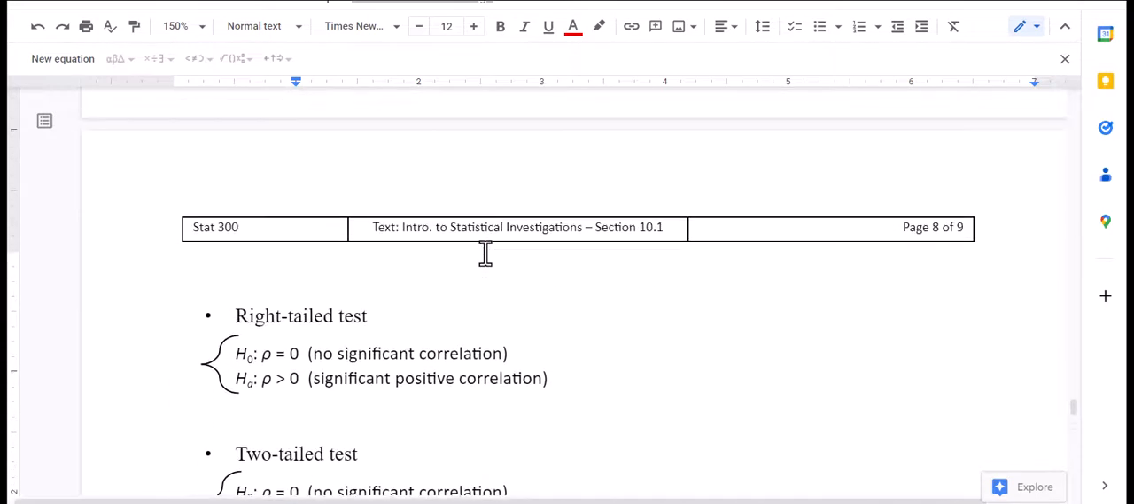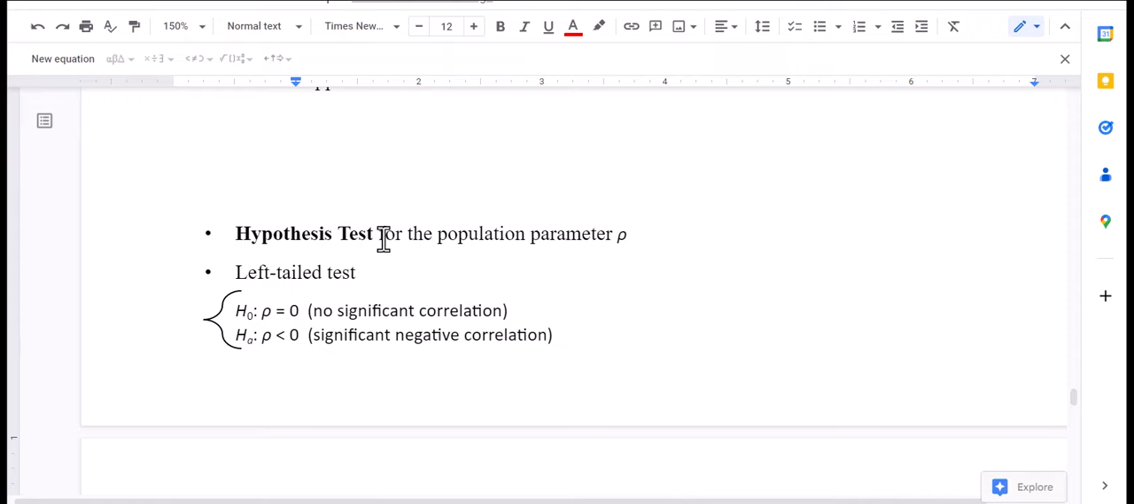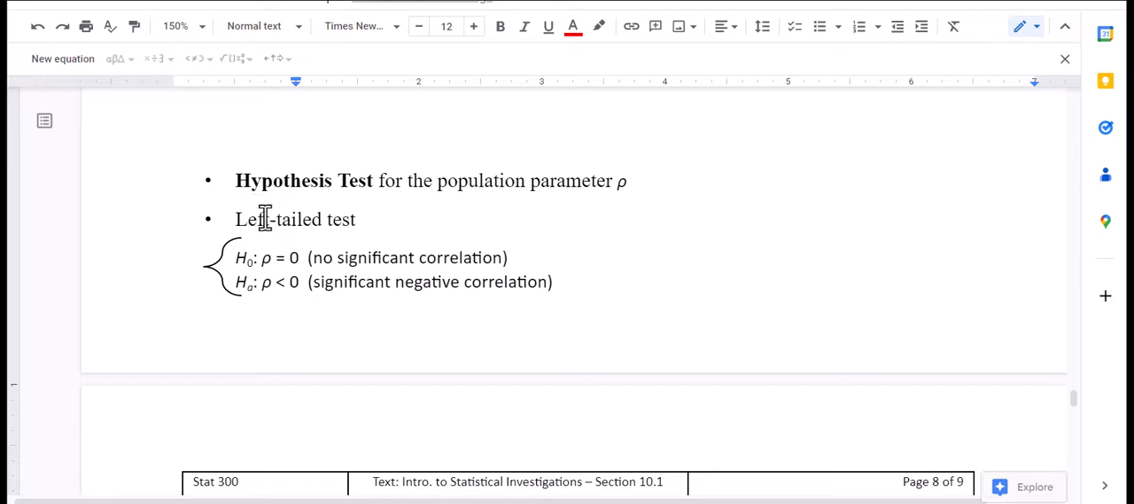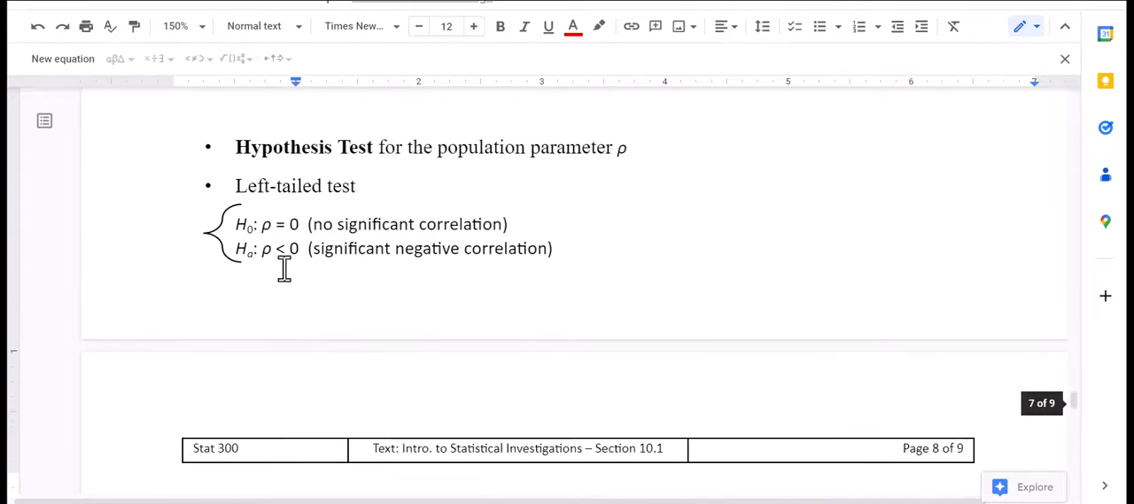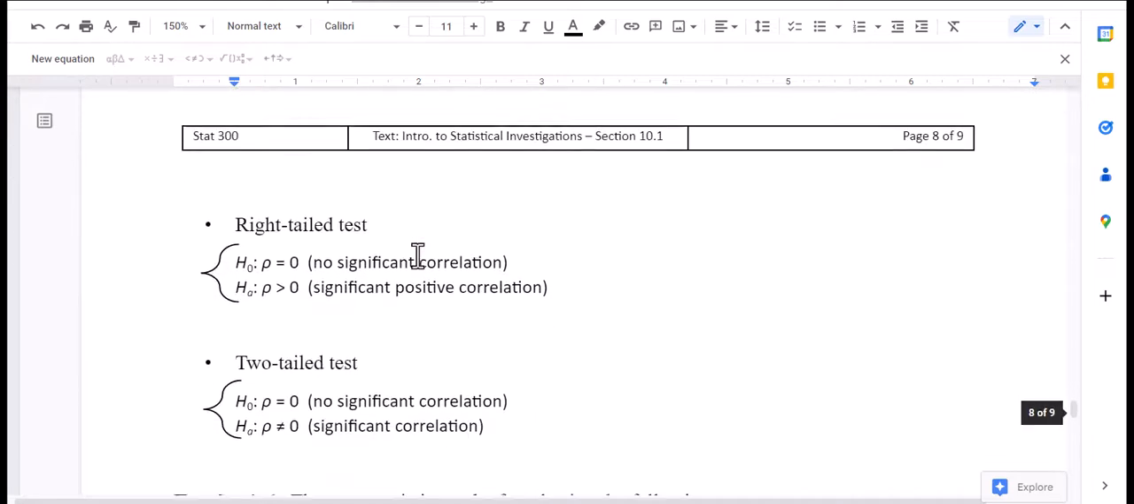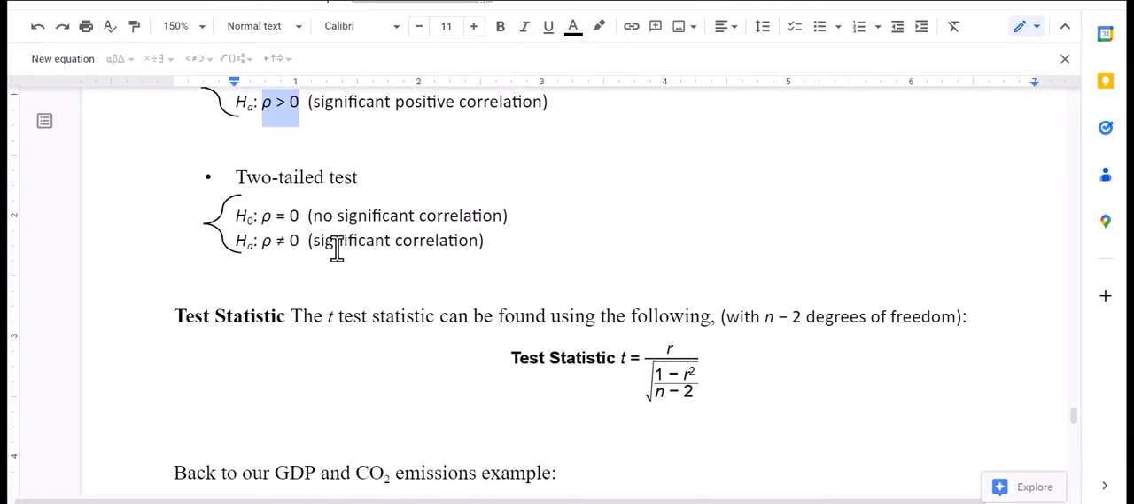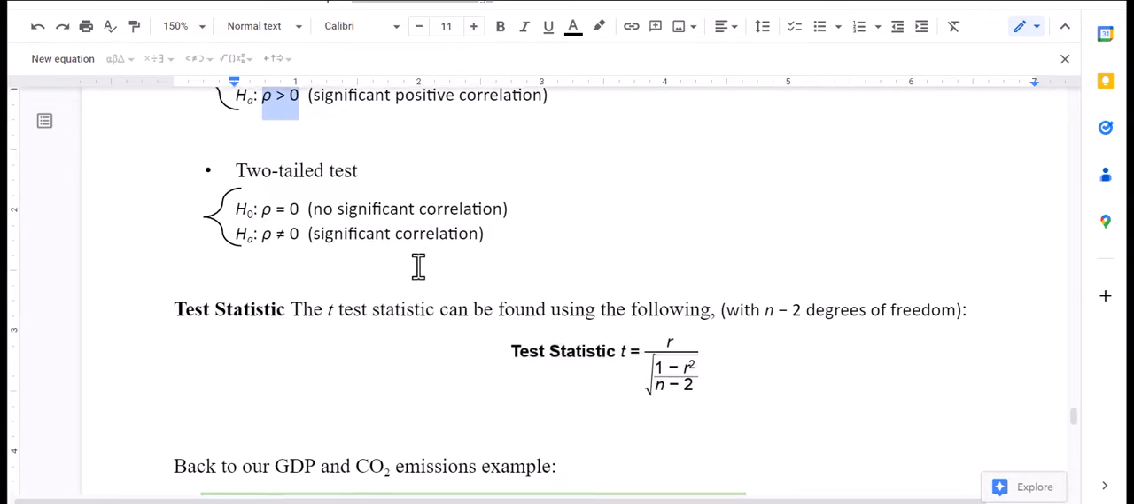The other thing we can do to test the significance is do a hypothesis test for the population parameter rho, right? Rho is the population correlation coefficient. For a hypothesis test, you will have the 3 different hypotheses. You can have a left tail, which essentially means that rho is less than 0, so you have a negative correlation. You could have a right tail test saying that the correlation coefficient is greater than 0, so you have a positive correlation, or a two-tail test, simply that there is a correlation. It doesn't matter which way, but that there is a significant correlation.